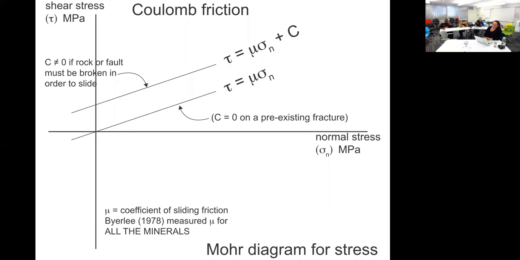And mu, if you want to recall from last week, that's the coefficient of friction, the ratio of shear to normal stress. And that is the number that Byerlee measured for all the rocks when he got 0.6 to 0.7 for all the quartz and feldspar and granite and sandstone and all the rocks. And then he got something like 0.3 or 0.2 for clays that he measured. So that mu is, well, as we talked about, it's not always a constant, but it's a characteristic of individual minerals or rock.